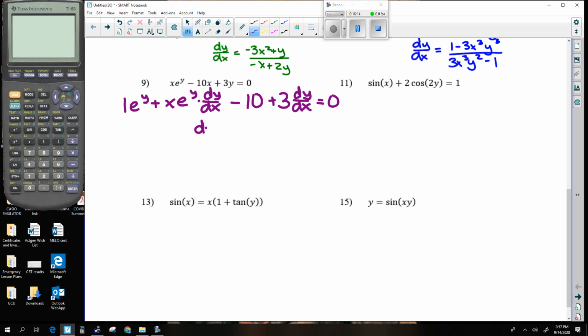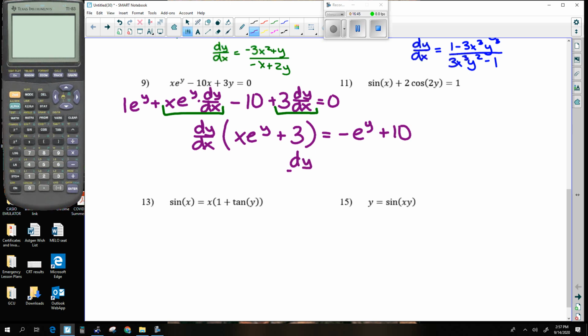So save the dy dx's, and I'll kind of skip a step here. So that's an x e to the y and a plus 3. All right, so again, the bits that I'm saving are this and this. I'm moving everything else, so that's a negative e to the y and a positive 10. Divided off, dy dx is equal to negative e to the y plus 10 over x e to the y plus 3.